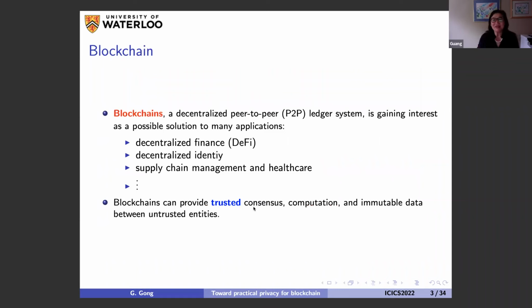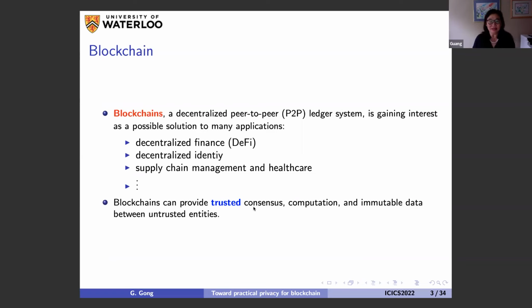Okay, so first we look at the concept of the blockchain. Basically, blockchain is a decentralized peer-to-peer ledger system, which is of interest as a possible solution to many applications. Today I may not be talking about those applications. For example, decentralized finance with the nickname DeFi, decentralized identity management, supply chain management, and so on. You can list a very long list.